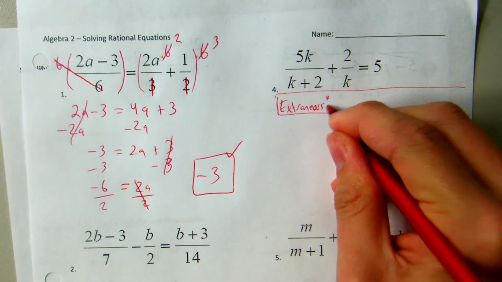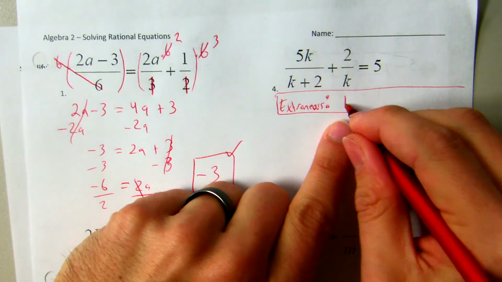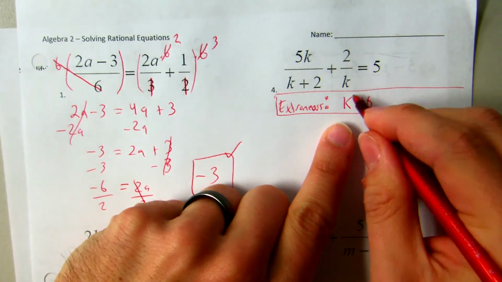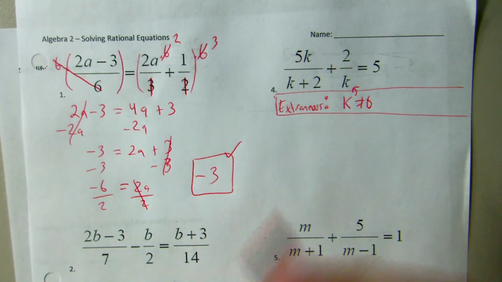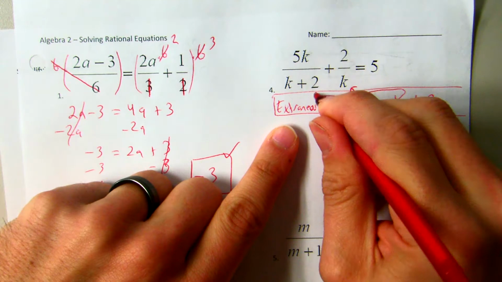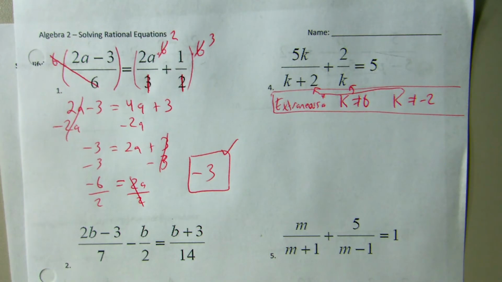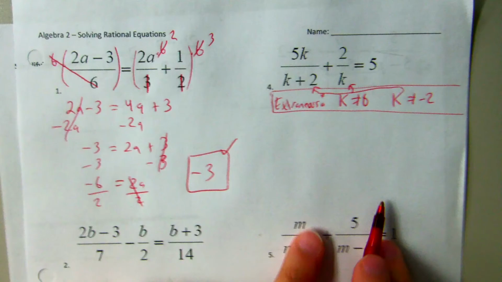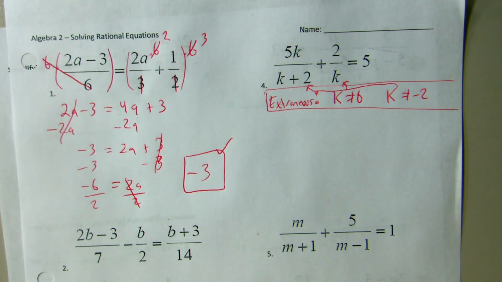There are two solutions that are not possible, regardless of what the algebra tells us in the end. K cannot be 0. If I plugged in 0, that gives me division by 0 there. And K cannot be negative 2, because if I plugged in negative 2 here, it gives me division by 0. And we can't divide by 0. So regardless of what the steps tell me, if I get an answer of 0 or negative 2 in the end, I cannot include those. Those would be extraneous.